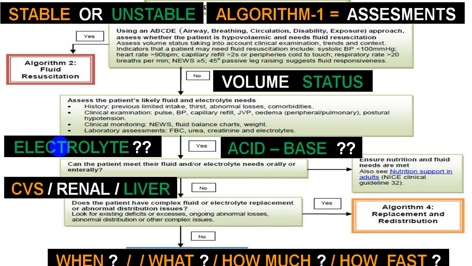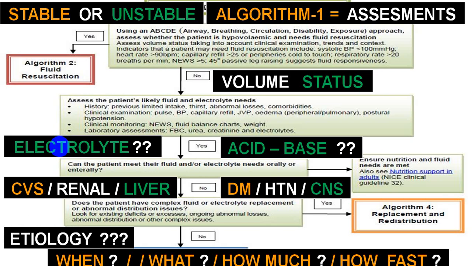You should also look at cardiovascular status, renal status and liver status, because these can alter the selection of fluid. We have already discussed this before. Simultaneously you should also get a history of whether the person is diabetic, hypertensive, or has any CNS involvement. You try to identify the etiology, so you will have to treat the basic etiology also.